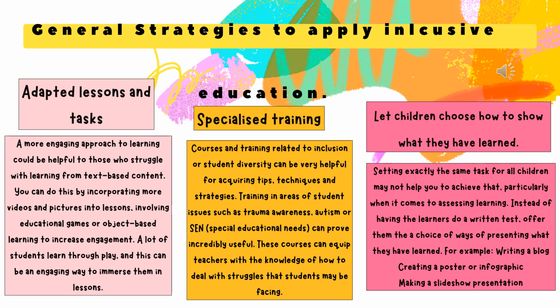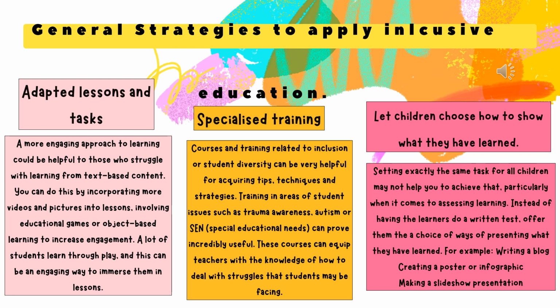in lessons. Specialized training. Courses and training related to inclusion or student diversity can be very helpful for acquiring tips, techniques, and strategies. Training in areas of student issues such as trauma awareness, autism, or SEN, special educational needs, can prove incredibly useful. These courses can equip teachers with the knowledge of how to deal with struggles that students may be facing. Let children choose how to show what they have learned.